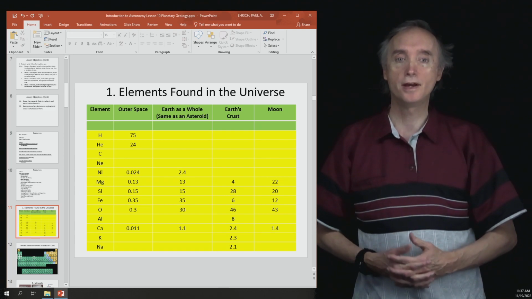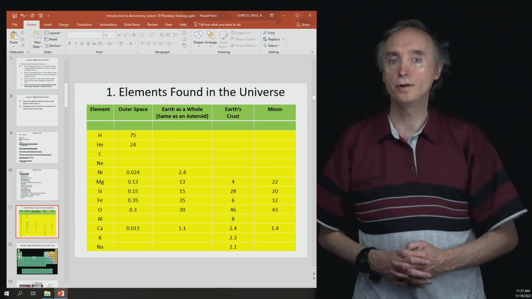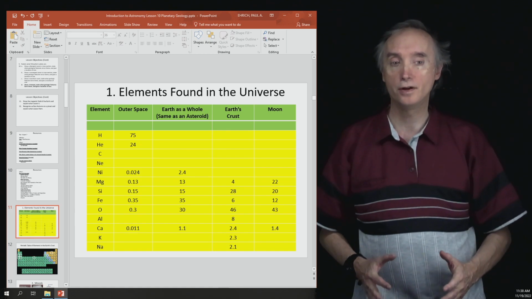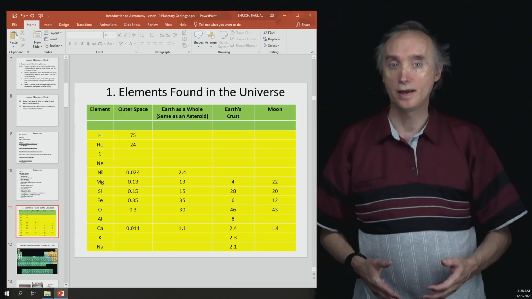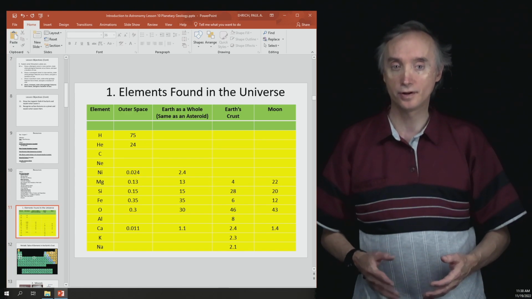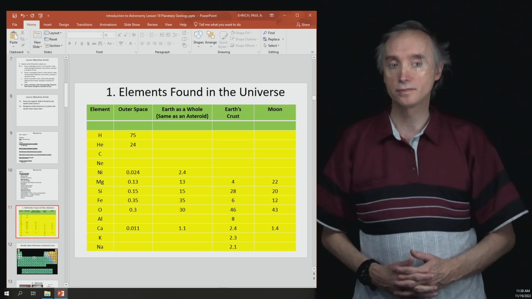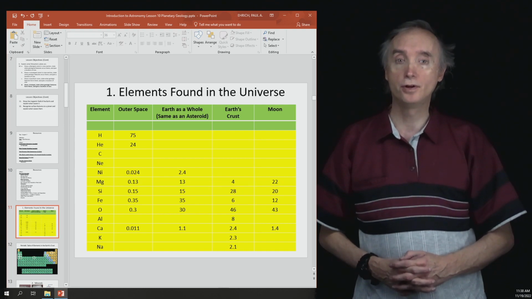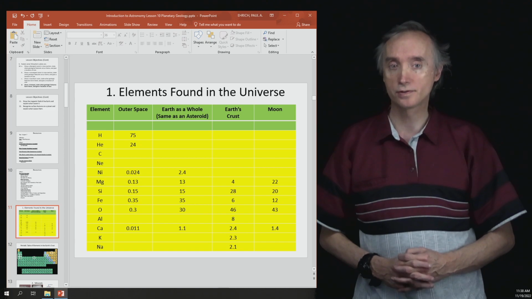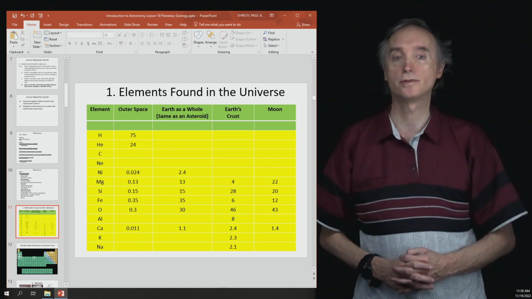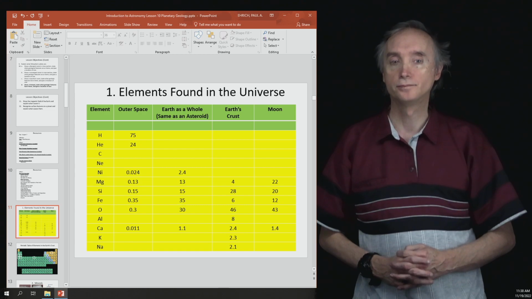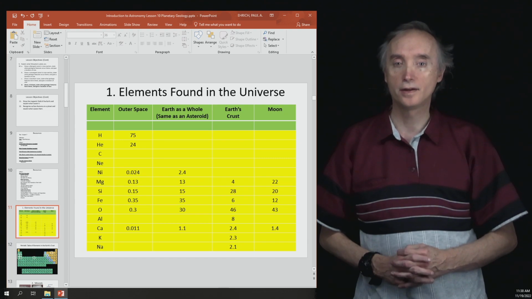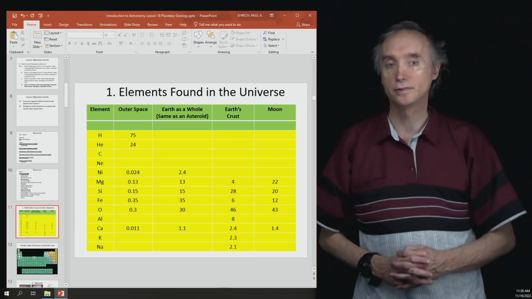Okay, now let's look at the next column, which is the elements found inside the Earth's crust. The very, very top layer of the Earth is called the Earth's crust, and it's composed of different elements than the Earth as a whole. Again, I would like you to know the two top elements in the Earth's crust. What are they? If you look, you can see oxygen is at 46, and then silicon is at 28.